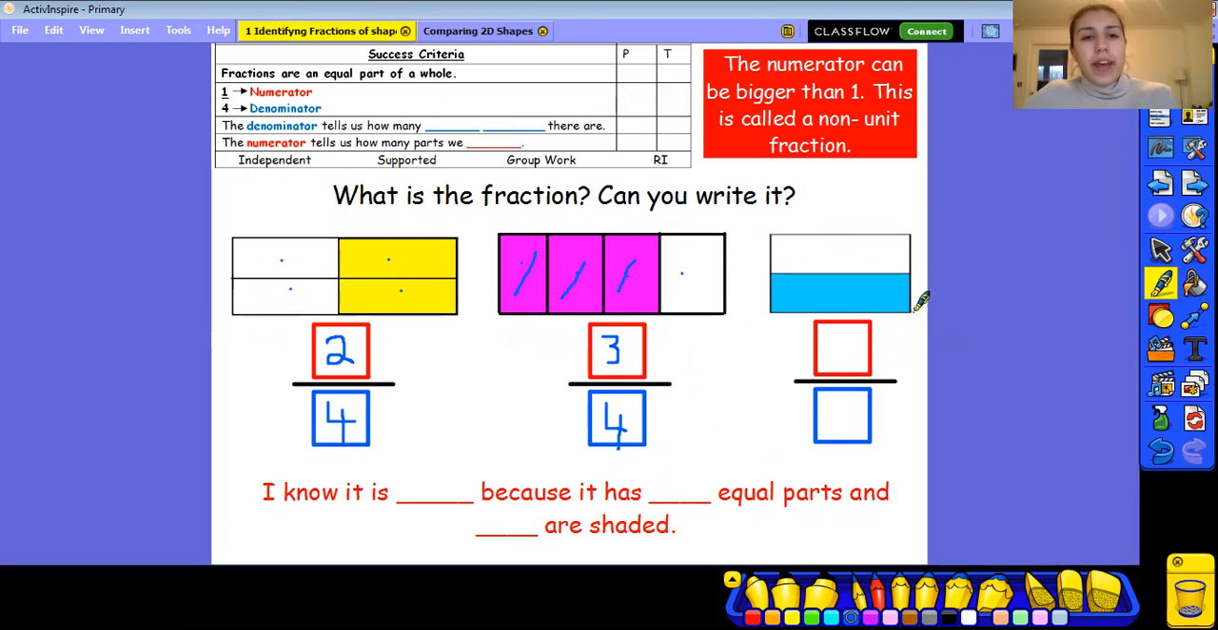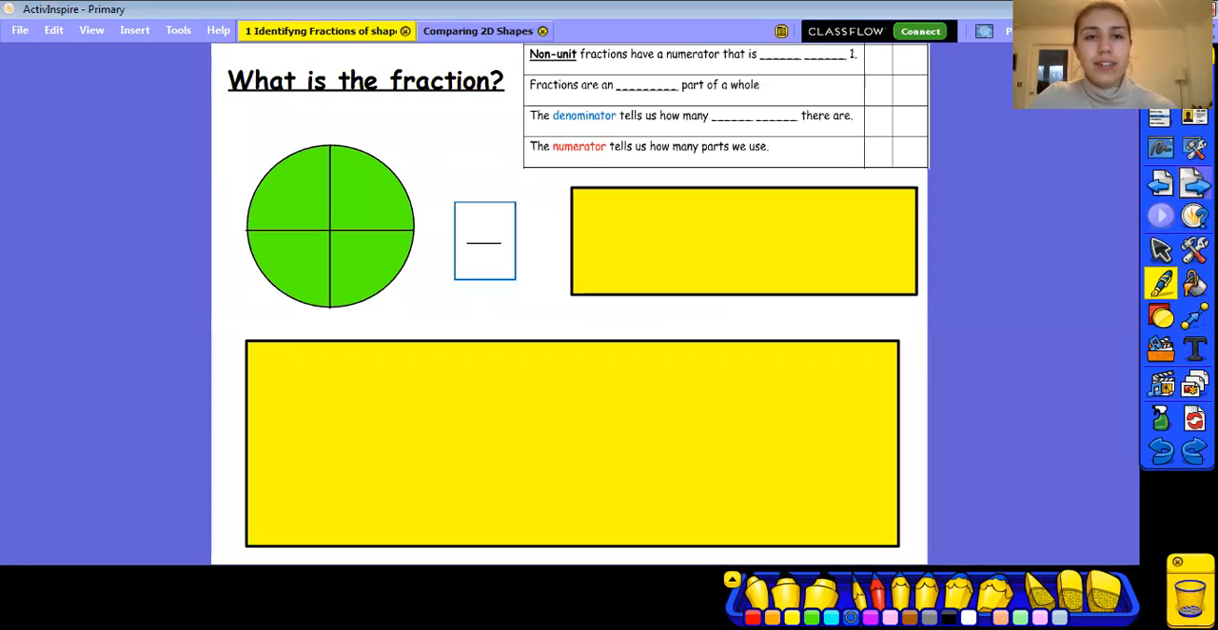And then the final one then, the denominator tells us how many equal parts there are. In this whole, there is 1, 2 equal parts, so my denominator is 2. How many of those parts do I have that are shaded? 1 blue shaded part. And we would say that we've got 1/2 of the shape shaded. And I know it is 1/2 because it has 2 equal parts and 1 is shaded. Well done if you got those right.